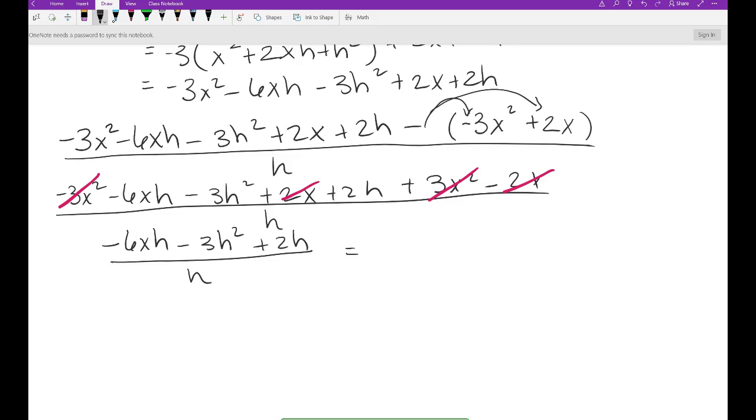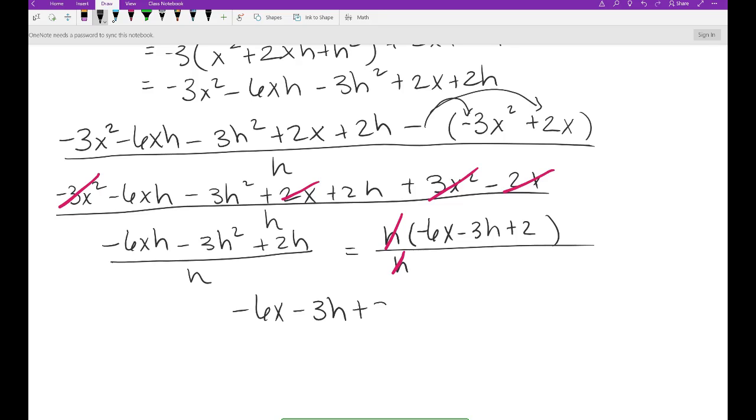Isn't there something in common on the top? Yeah, there's a reason why we review factors for like 3-4 days, right? Because there's a lot of factoring. All right. Factor out the h. You have negative 6x minus what? 3h plus 2. All of that is divisible by h. Now the h and the h will cancel. Final answer is negative 6x minus 3h plus 2. And that's it.